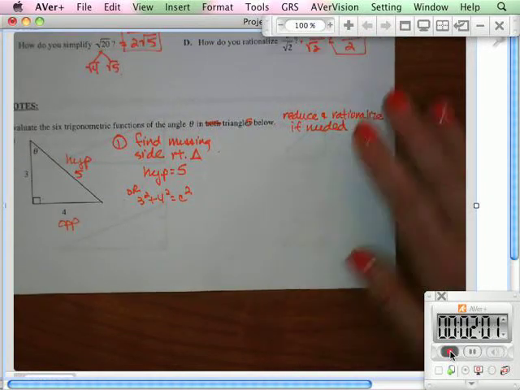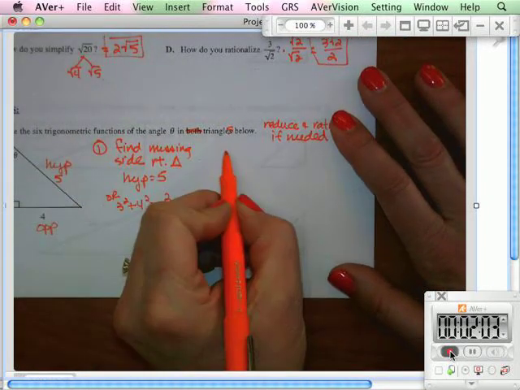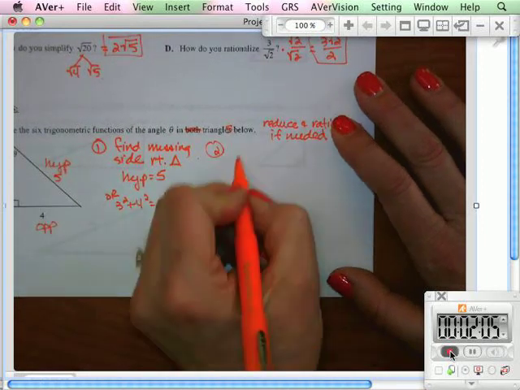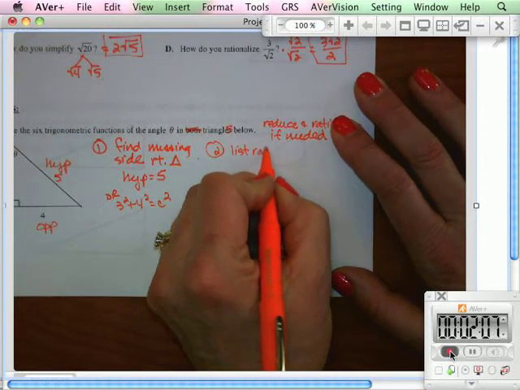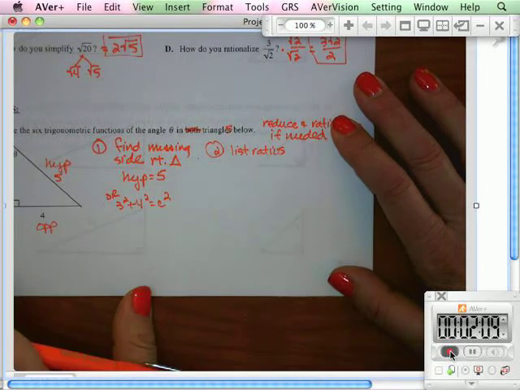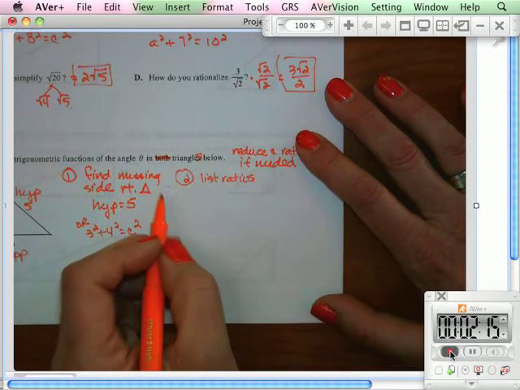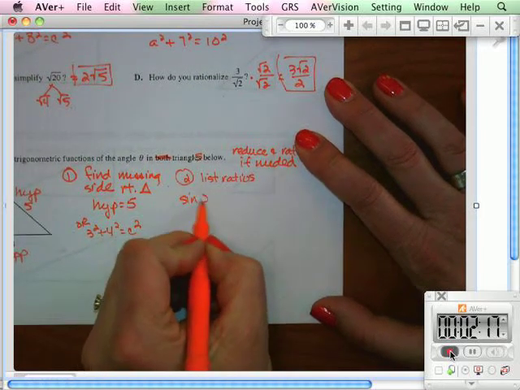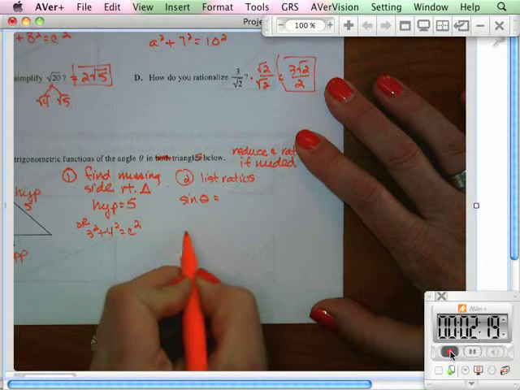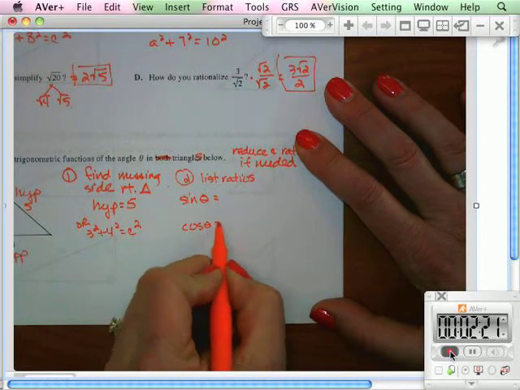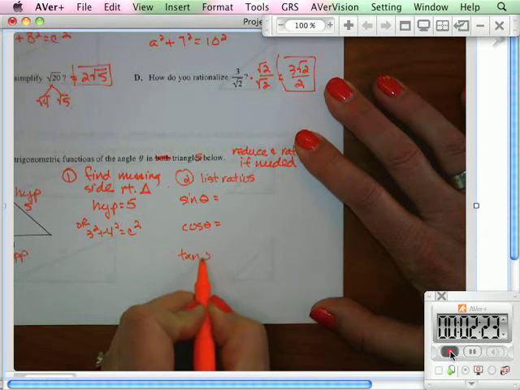So now it's telling us to list all the trig functions. So now I'm going to list all the ratios. I'm going to start with the normal ones that we learned, sine, cosine, and tangent. And then I can just flip them to get the other ones. So the sine of theta is equal to, the cosine of theta is equal to, and the tangent of theta is equal to.